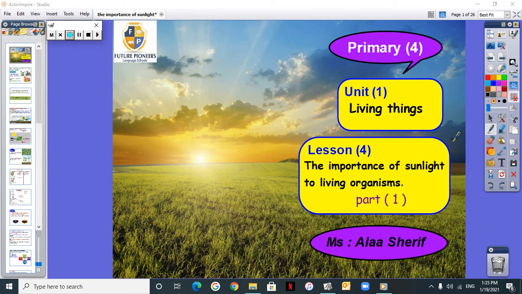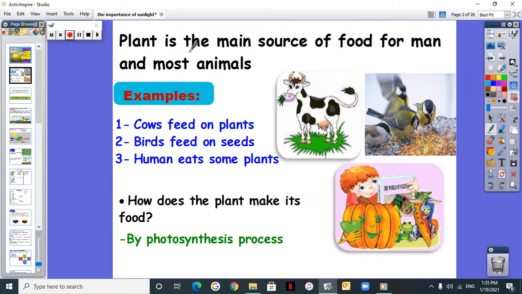Today we will talk about part 1 from lesson 4 in unit 1, which is called the importance of sunlight to living organisms. At first we should know that plants are the main source of food for man and most animals. Give me examples. This picture is a cow. Cows feed on plants, and many animals feed on plants. Birds feed on seeds. Humans eat some plants. So the plant is the main source of food for man and most animals.